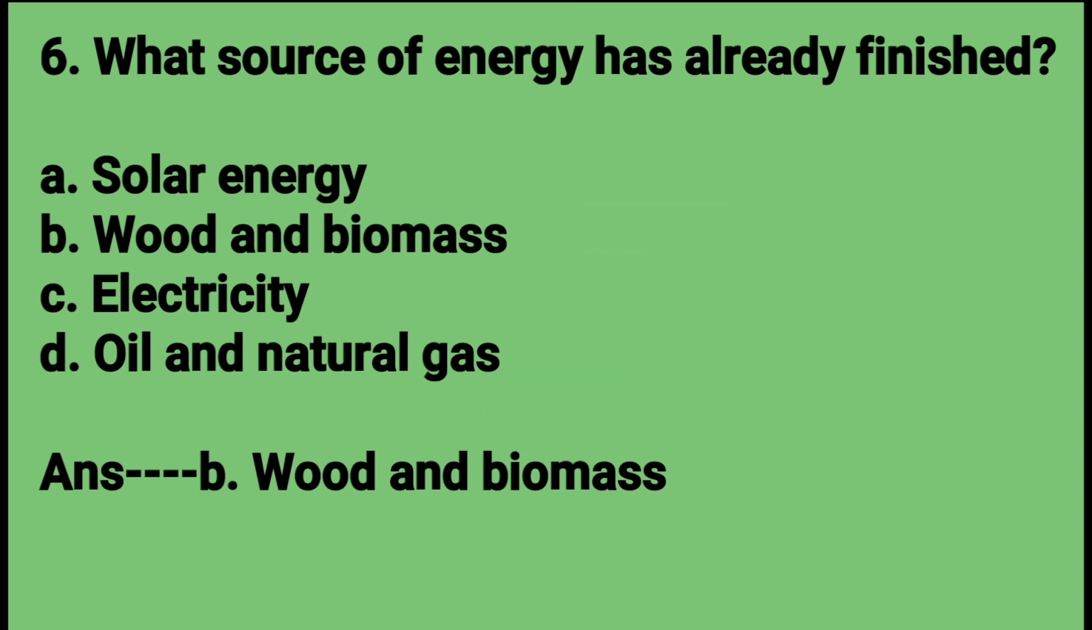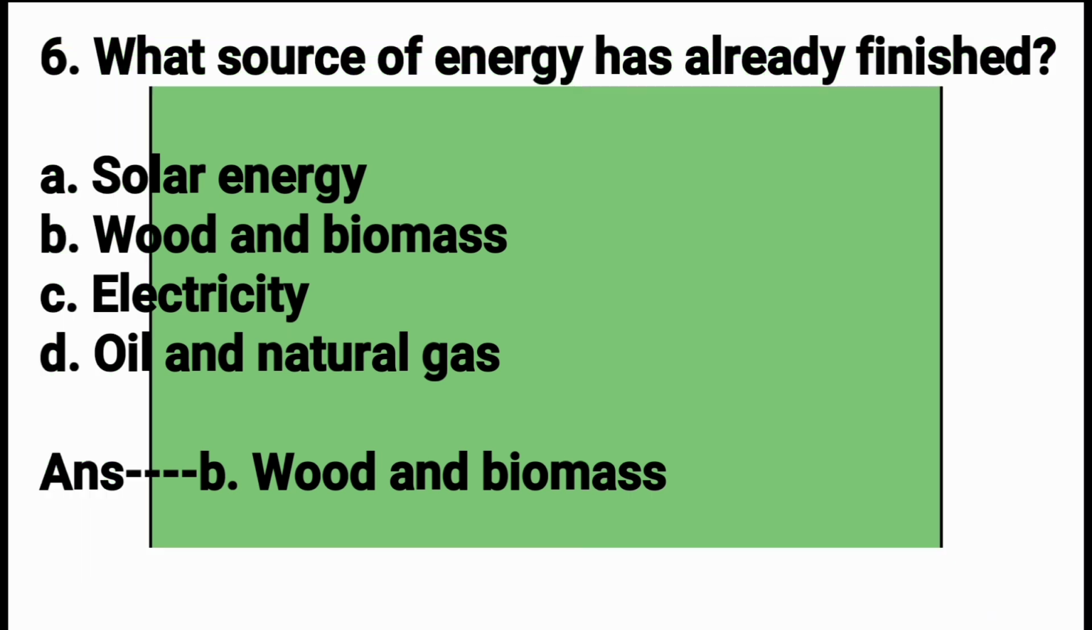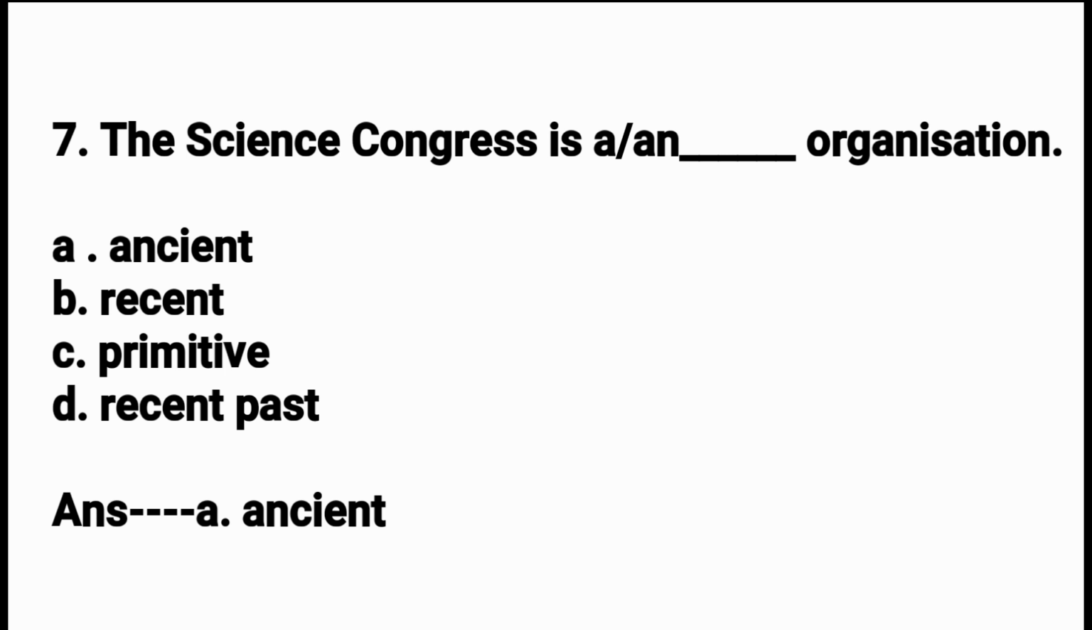Number 6, what source of energy has already finished? A, solar energy, B, wood and biomass, C, electricity, D, oil and natural gas. And the correct answer is B, wood and biomass. Number 7, the Science Congress is an organization. A, ancient, B, recent, C, primitive, D, recent past. And the correct answer is ancient.